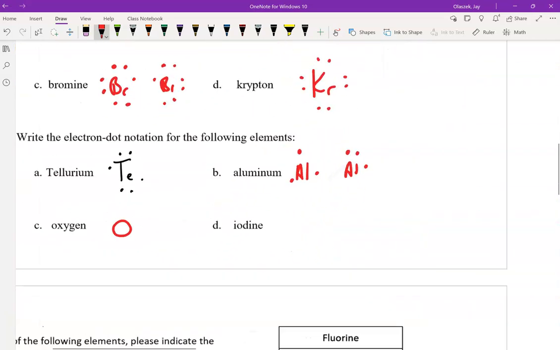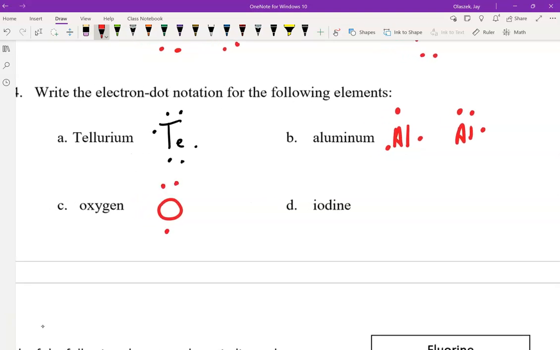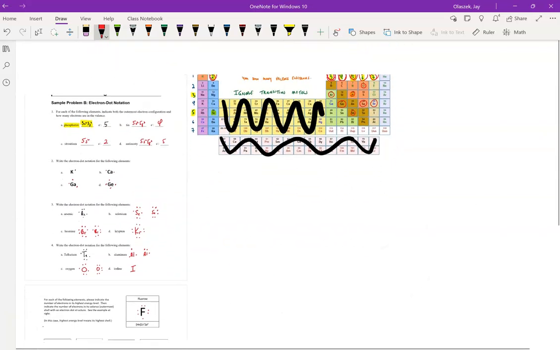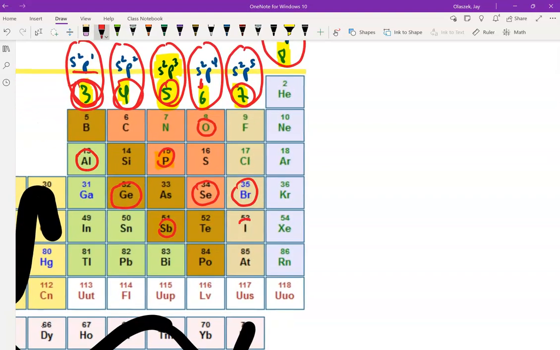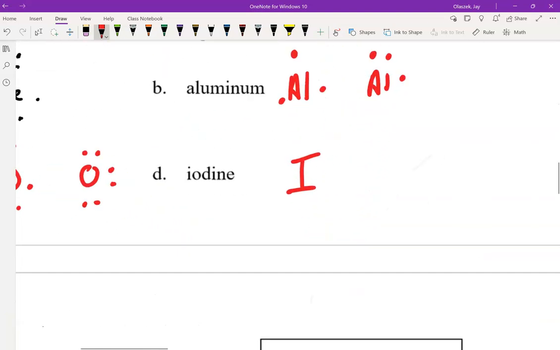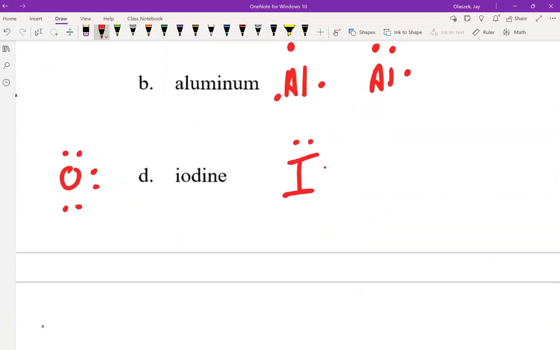That means that oxygen has 1, 2, 3, 4, 5, 6 valence electrons, or if you want to keep them in order, 1, 2, 3, 4, 5, 6. That works too. Last one on this page is iodine. According to this table, iodine is now in group 7. That means it has 7 valence electrons. Because it has 7, you can put them wherever you want.